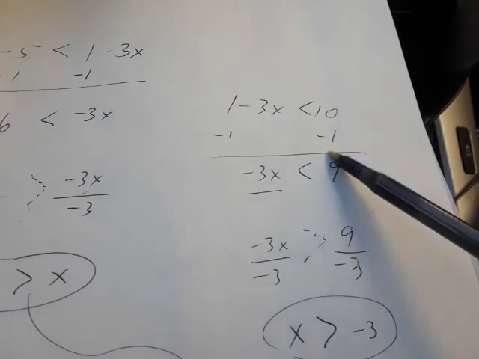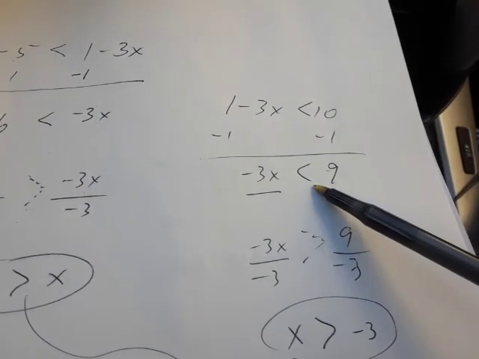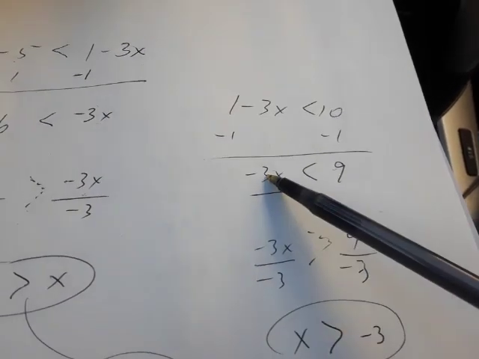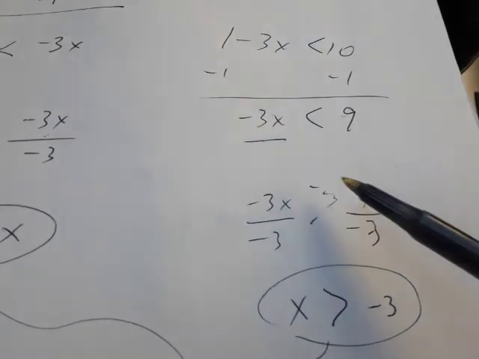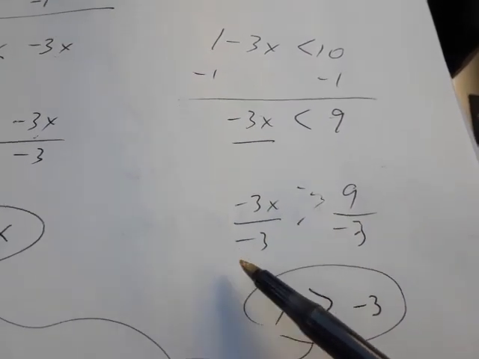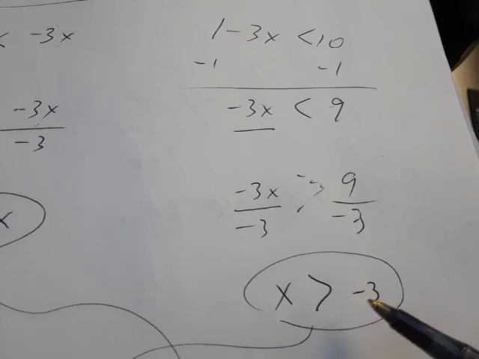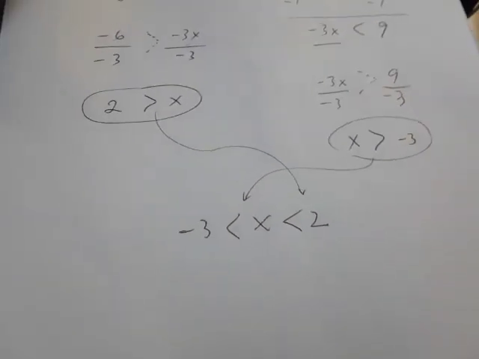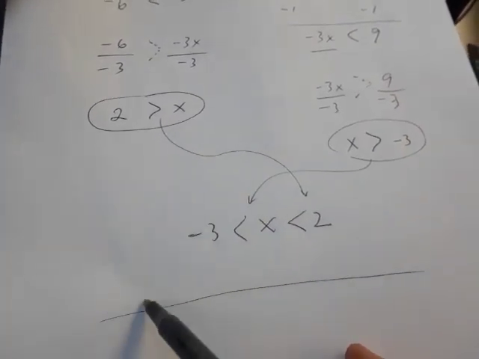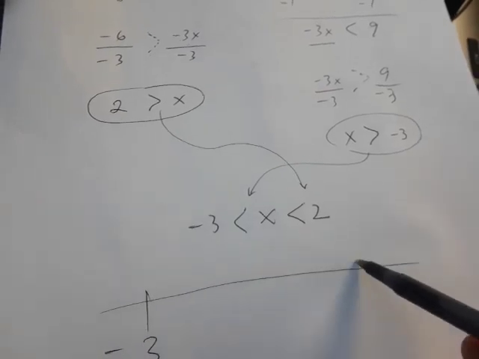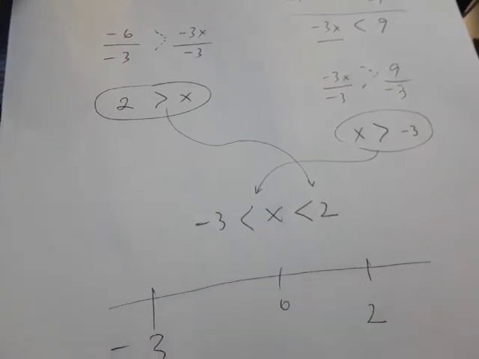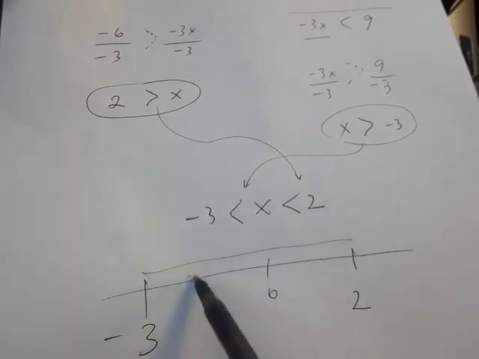Over here, when you subtract it out, we, again, have to divide by that -3. And we get a -3 over here, so x is greater than -3. So if you had to look at it, you'd have -3 over here. You'd have +2 here. This would be 0. And it's this whole area in here.